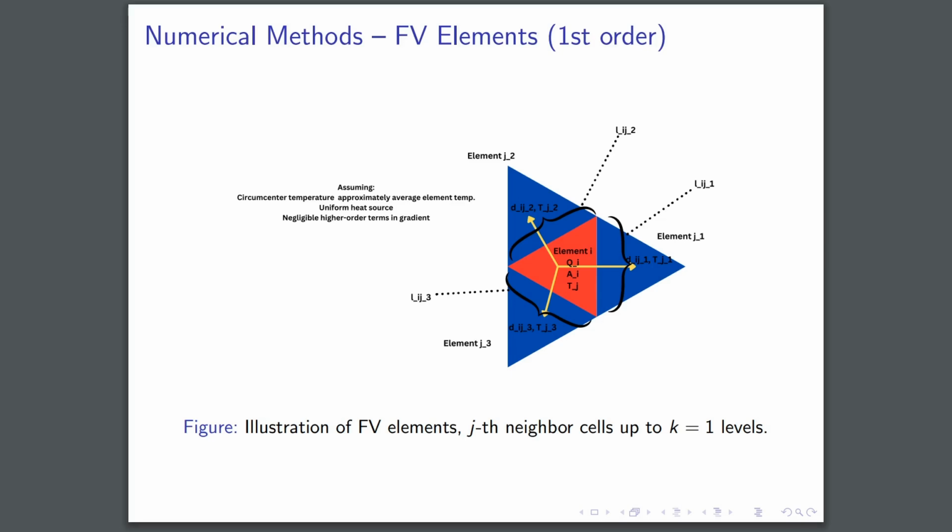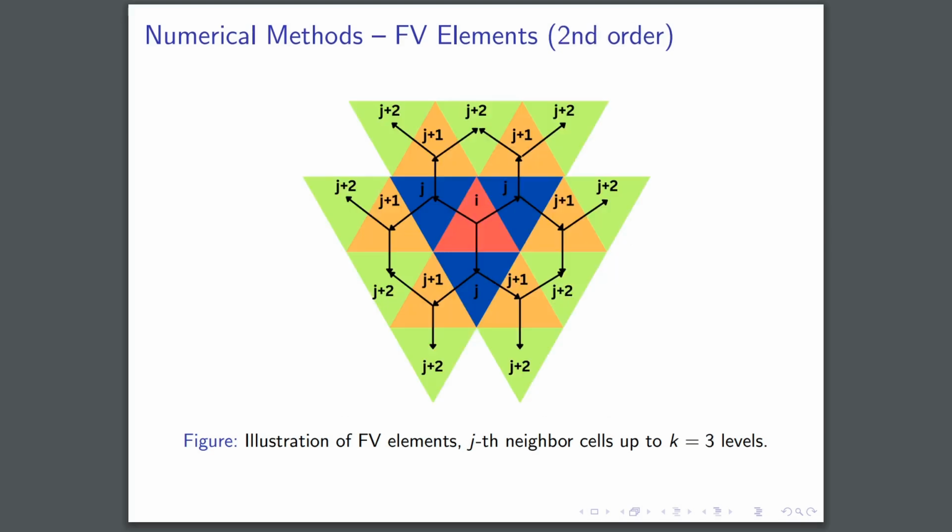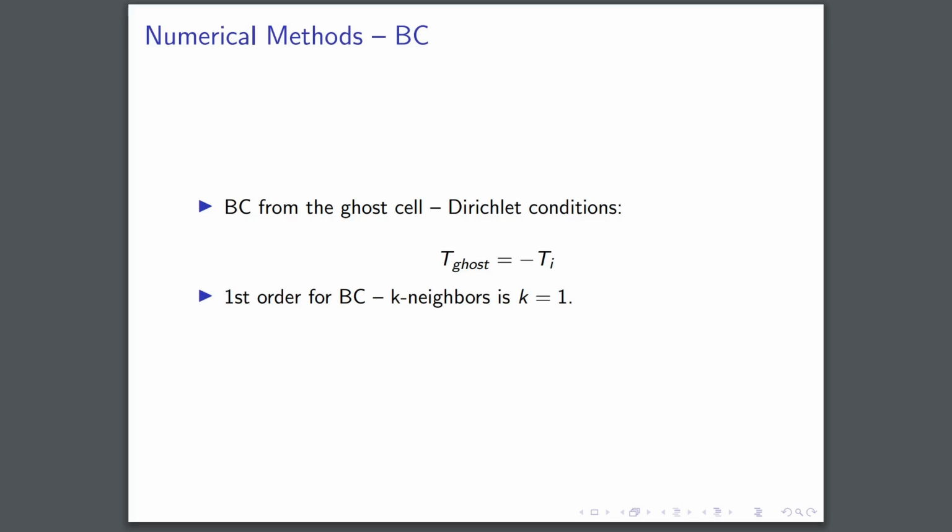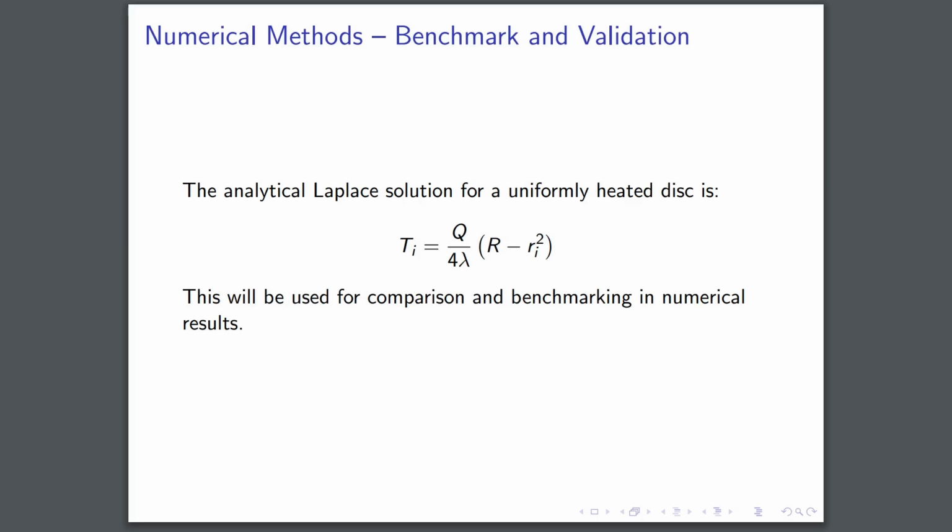This is first order because we're only looking at the nearby cells. For second order, we can get information from nearby cells, which illustrates our jth neighbor up to k equal to 3. So 3 neighbor sets instead of 1 for second order. For boundary conditions, T sub ghost is going to be the negative of the temperature at I at the edge, which is first order-ish, if you can imagine, because we're only taking in the boundary condition at the first level of cells.